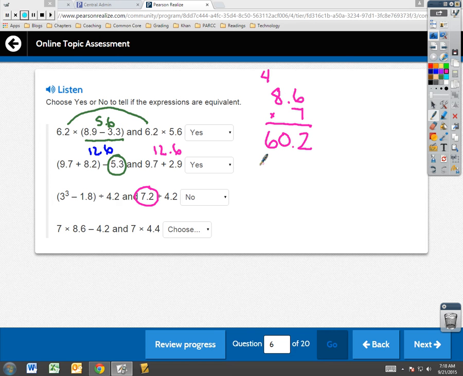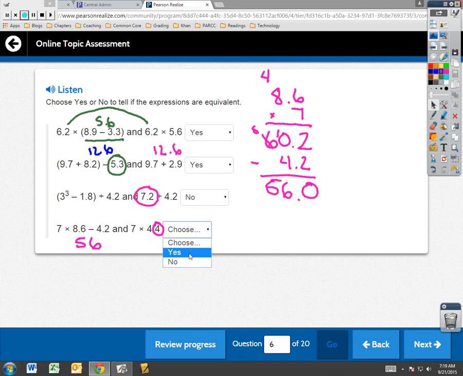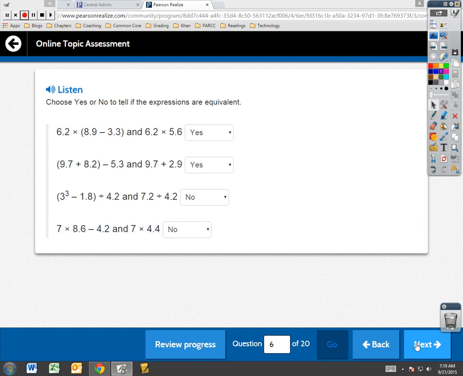So that's 60 and 2/10 minus 4 and 2/10. That's 0. Gives me a 10. That's a 5. That's 6. Okay, this side gives me a 56. Now, I'm pretty confident that 7 times 4 is 28. So this is close to 4.5. So that's going to give me at most another 7 halves. That's going to be nowhere close to 56. So I'm going to click here and say, no, these are not equivalent. All right, I'm going to hit next because I feel like I'm done.